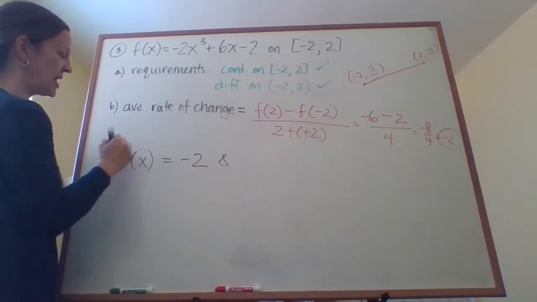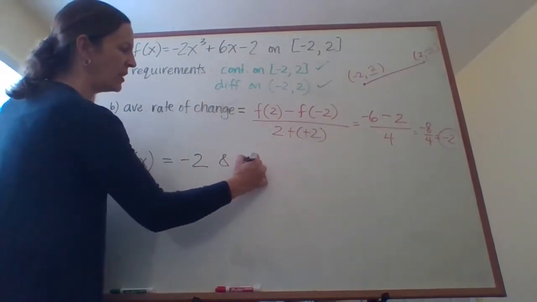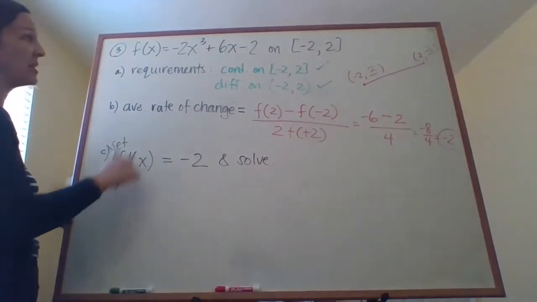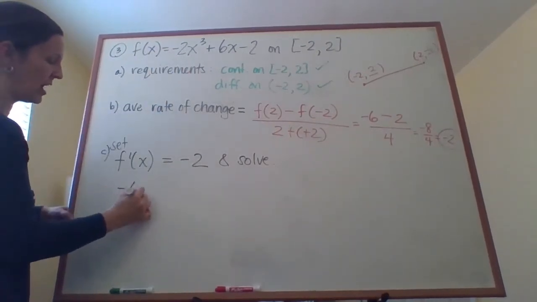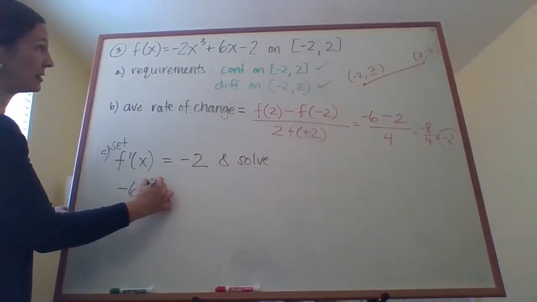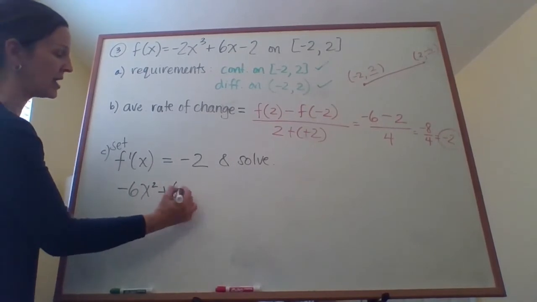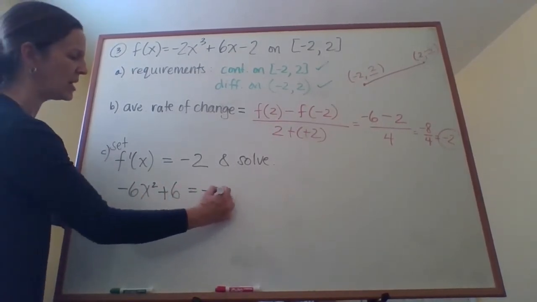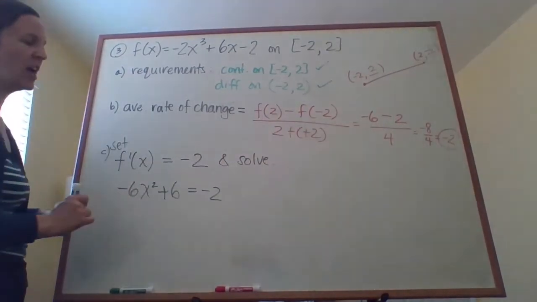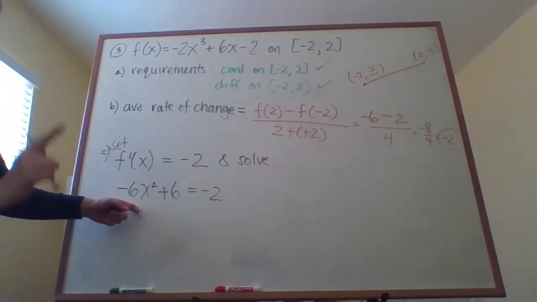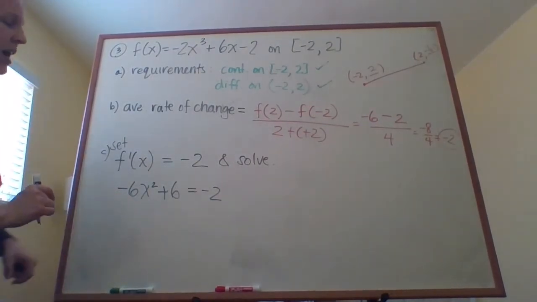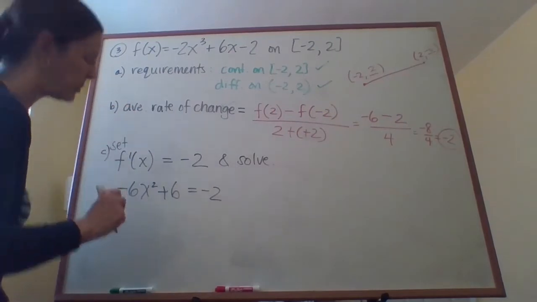So in part C, I needed to set f prime equal to negative 2 and solve. So what is f prime? I take the derivative here. I get negative 6x squared plus 6. That's my derivative. That has to be equal to the average rate of change. And the mean value theorem guarantees me there will be at least one place where I have a solution to this. And in fact, there end up being 2.